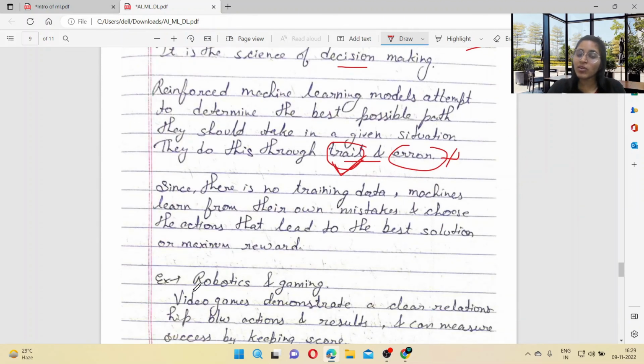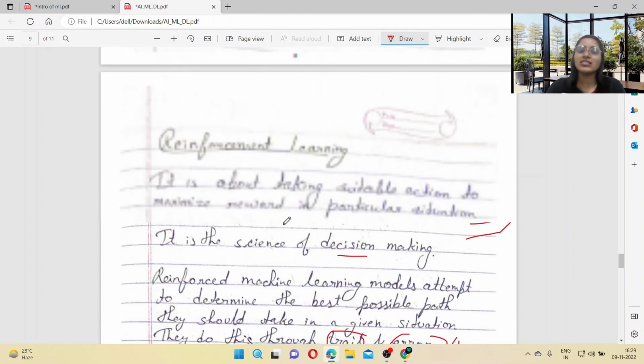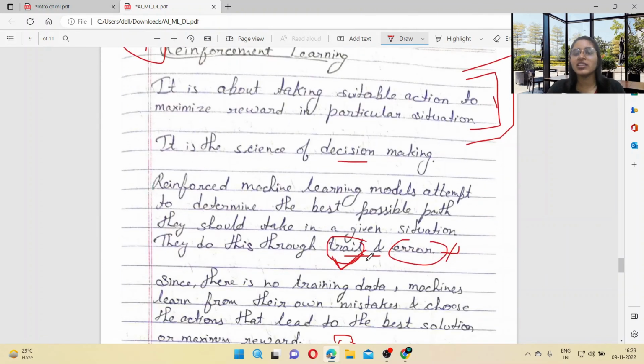Examples of reinforcement learning are robotics and gaming. In gaming, you make a step, then you see whether you are rewarded or you have to take a penalty. Based on that, you play the next level. So these are the types of machine learning.